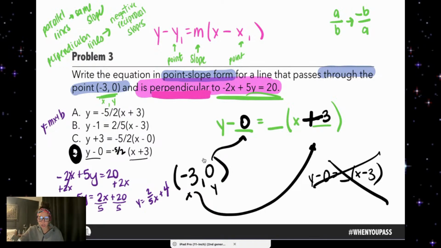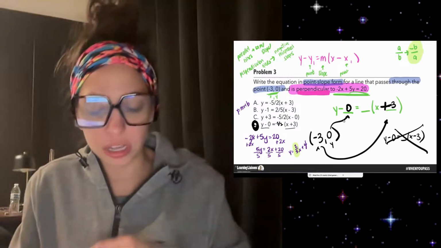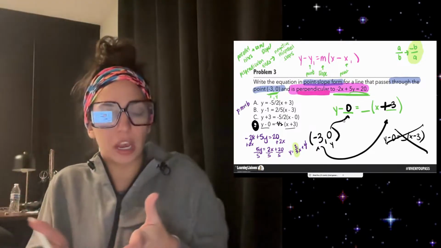So this right here is the slope of my original line. My perpendicular line is going to be the negative flip. So my new slope is going to be negative 5/2. Now, clearly, I made the error here. I had the wrong slope here.